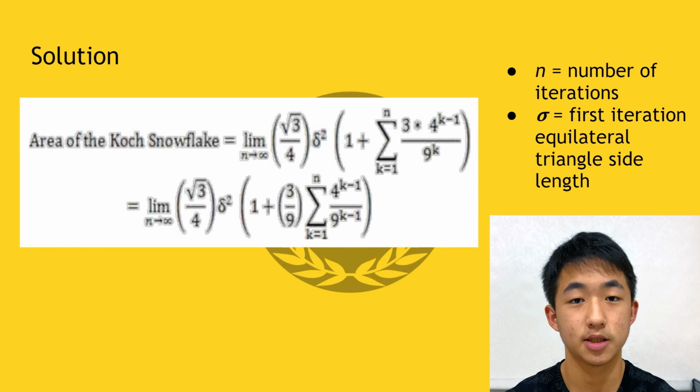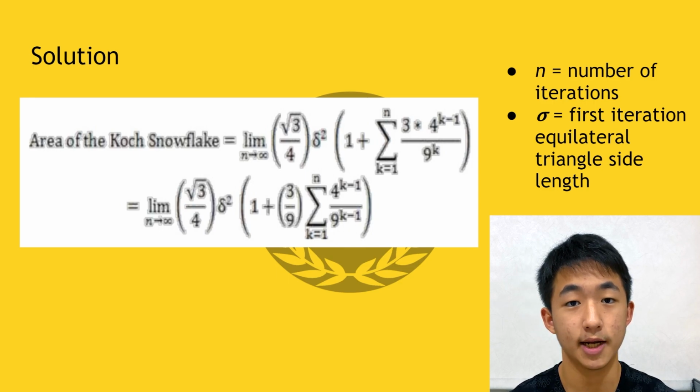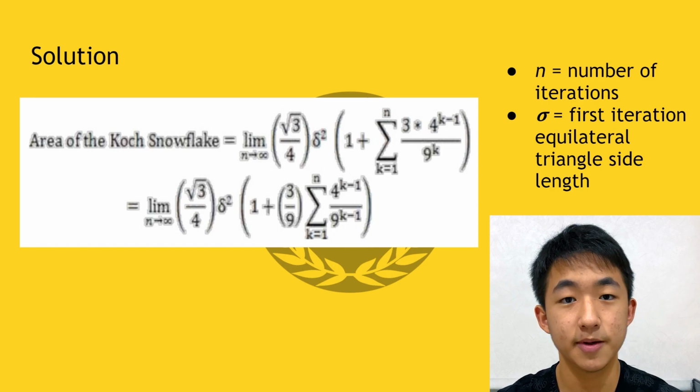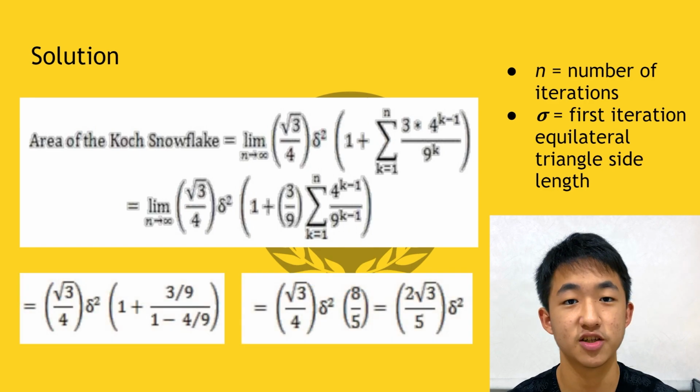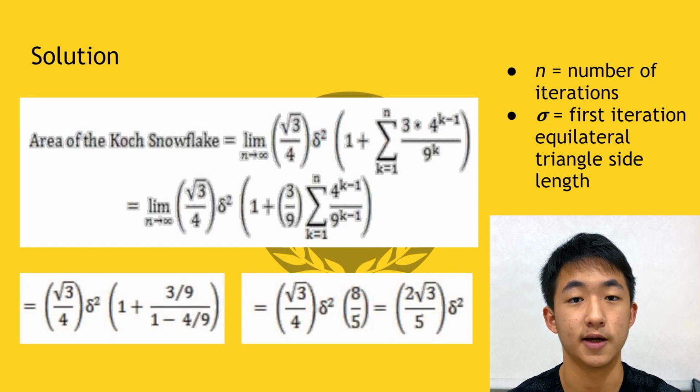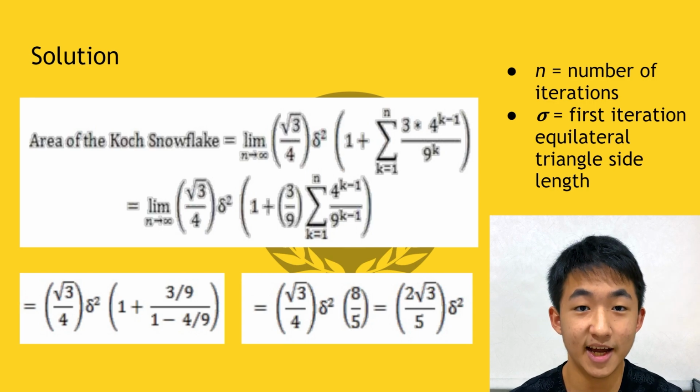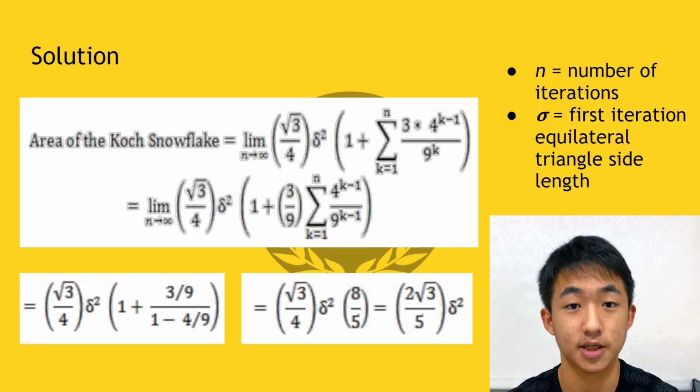The infinite series sum formula is given by a1, the very first term, over 1 minus r, the common ratio. In this case, a1 would be 1 and the common ratio r, as we already know, is 4/9. Keeping this in mind, we could further simplify this term. Eventually, the calculated area of the Koch snowflake would be 2 root 3 over 5 times sigma squared. And that is how we use geometry and algebra to calculate the area of a Koch snowflake.